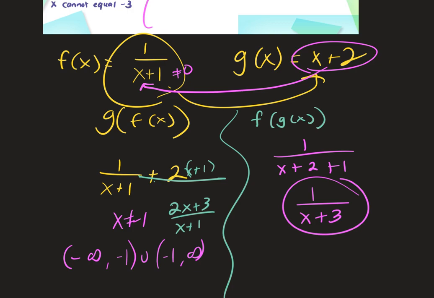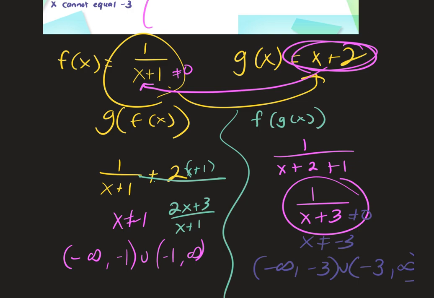So from my initial function, is there a domain restriction on x plus 2? No, there's nothing for here. But when I bring it into the bottom, now this cannot equal 0, so x cannot equal -3. So sometimes your domain restriction will come from the original. Sometimes it comes from the composite. Sometimes there's both. You have to account for both, but only the one that comes second.